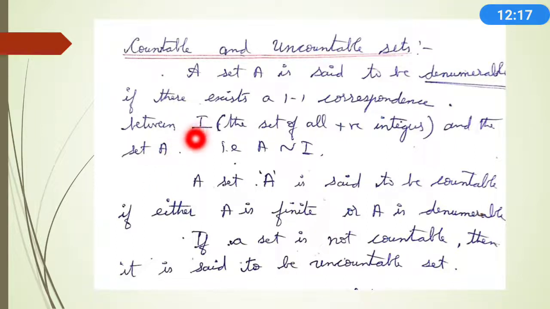Next we will see what a countable set is. A set A is said to be countable if either A is finite. If it is finite, I can say it is countable. Or if A is infinite and I am able to count the elements as 1, 2, 3, if I am able to assign values from the set of all positive integers, then my set A is what?